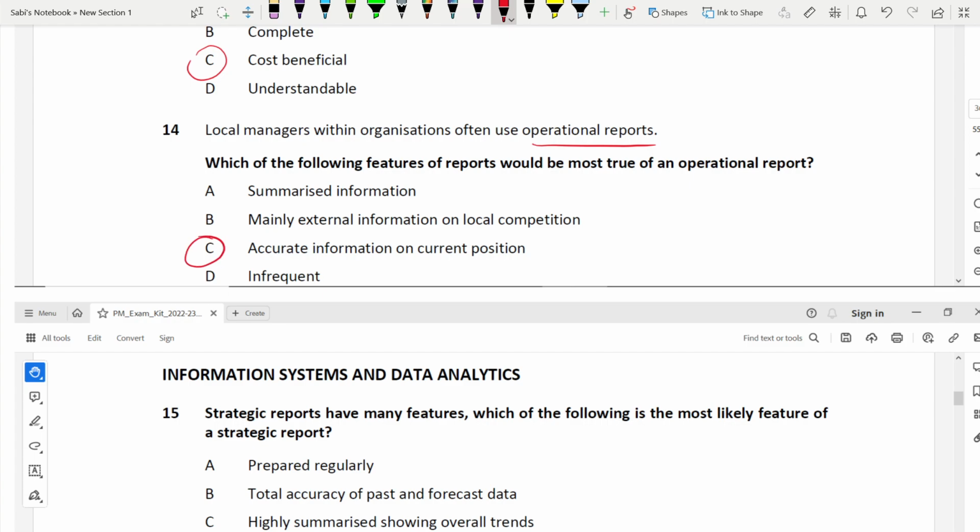A is for a strategic report, summarized information. Operational reports are mostly made daily to know the daily performance of the organization. That's why it's more likely to be accurate, and it's frequent also.